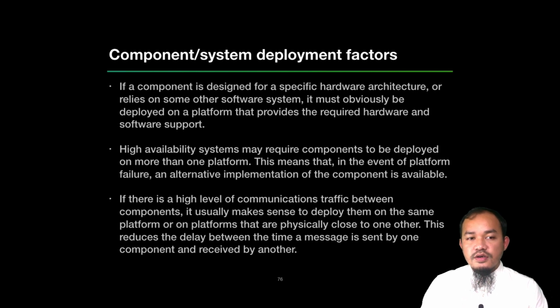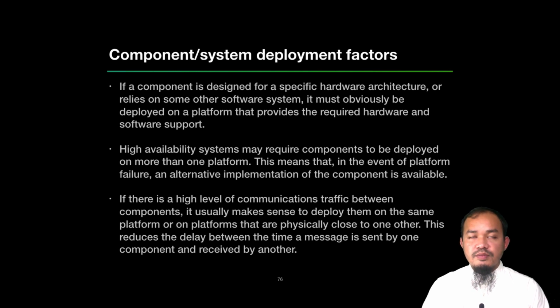A highly available system may require a component to be deployed on more than one platform, because a highly available system means that the system is available every time. The system is huge and people use it a lot, so they need to make the system reliable.